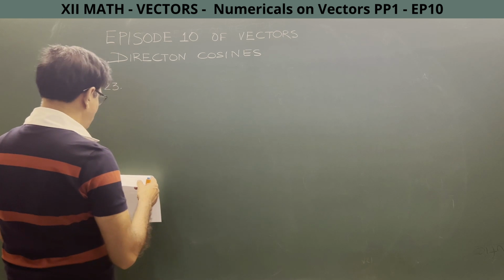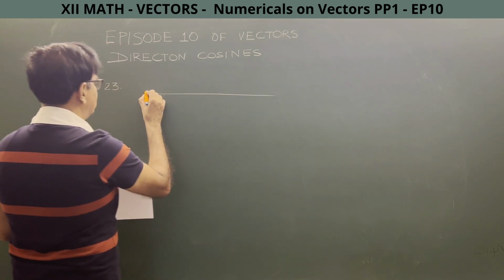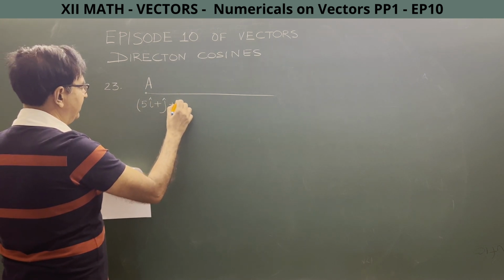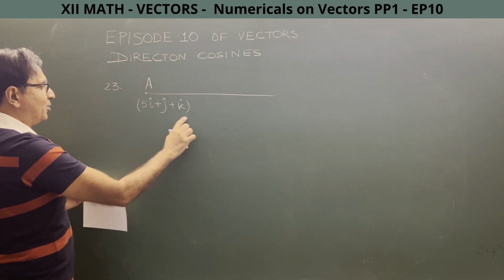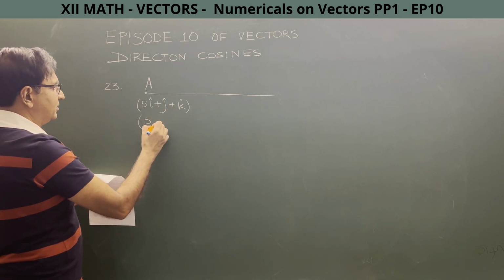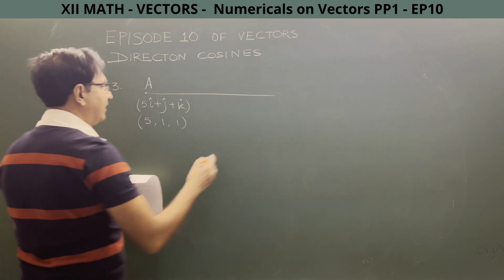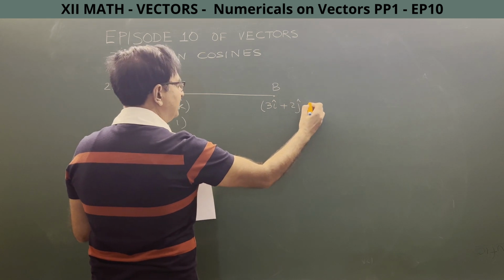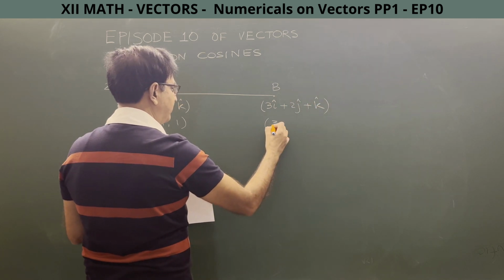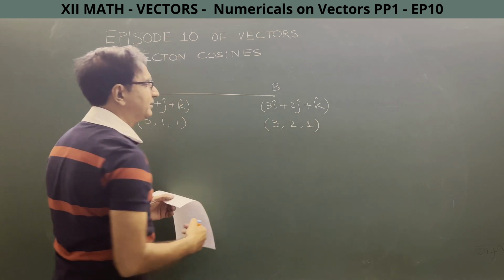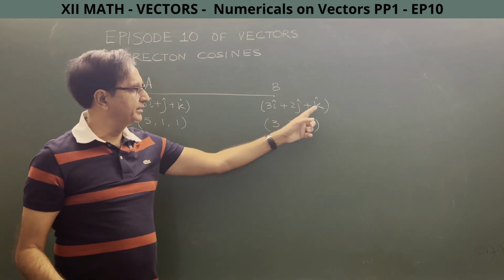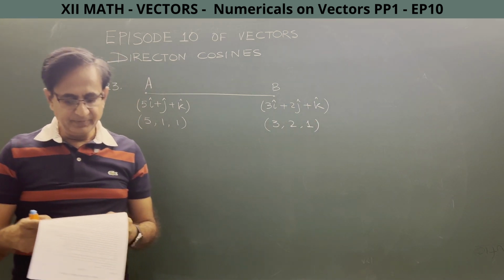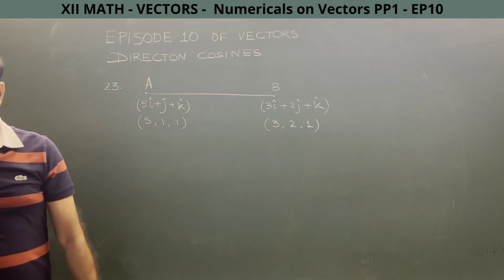The position vectors of 2 points are given. So there is a point A and its position vector is 5i plus j plus k. You know position vector is written below the point in the bracket, and if you know the position vectors, you also know the coordinates of the point. And there is another point B, its position vector is 3i plus 2j plus k, and therefore the coordinates of this point are 3, 2, 1. How do you find the coordinates of this point? Coefficients of i, j and k, 3, 2 and 1. Find the direction cosines of vector AB and show that AB is parallel to the XY plane.